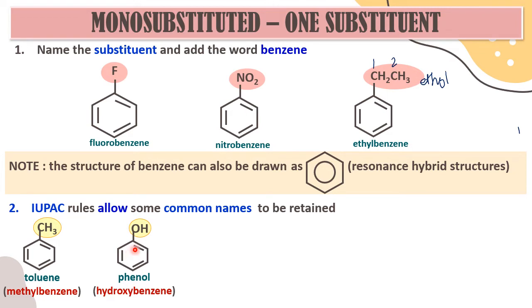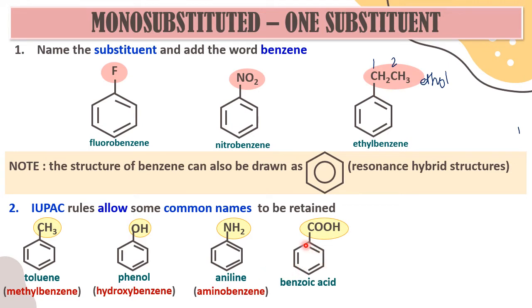Next, a benzene ring attached to a hydroxyl group. The IUPAC name will be hydroxybenzene, and the common name for this structure we call phenol. Benzene ring with hydroxyl group. Next, aniline. Aniline is a benzene ring attached to an amino group, NH2. So the IUPAC name will be aminobenzene, but the common name we call aniline.